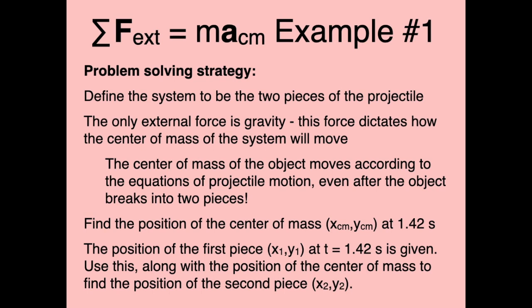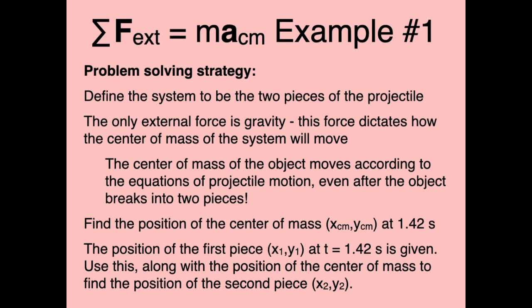Now here's the strategy for this problem. First, we're going to define what our system is. Our system is going to be just the two pieces of the projectile after it explodes and breaks up into two pieces. And if that's our system, then we can ask ourselves, what external forces are acting on it? Well, gravity is the only one. Gravity is the only outside force acting on our system as these two pieces fly through the air.